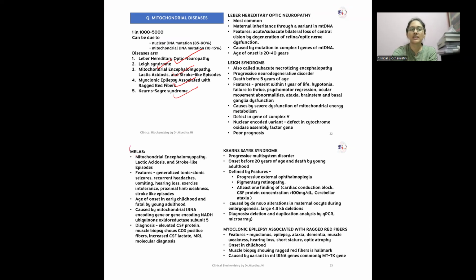Okay, so as you can see, MELAS, the features are in the name only. Features are those which are present in the name of the disease, MELAS, right? So you have the seizures, you have headache, vomiting, hearing loss, limb weakness, stroke-like episodes. Yes, so you have lactic acidosis. So this is about MELAS.